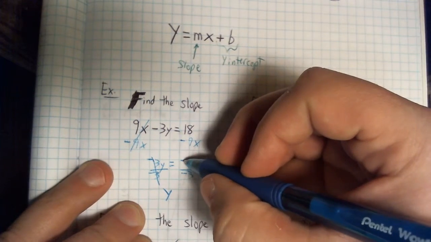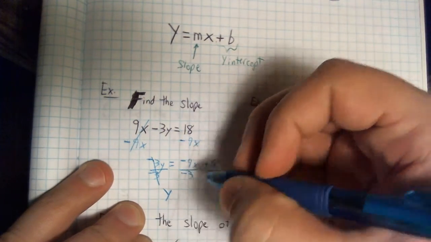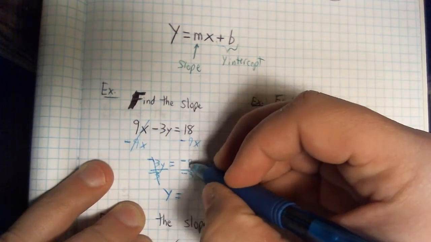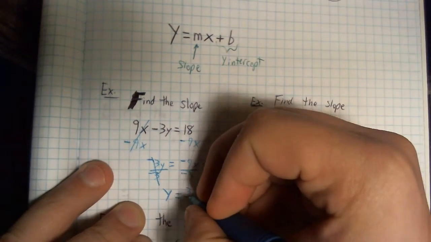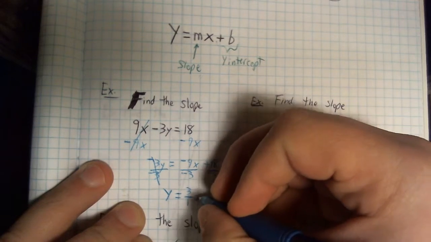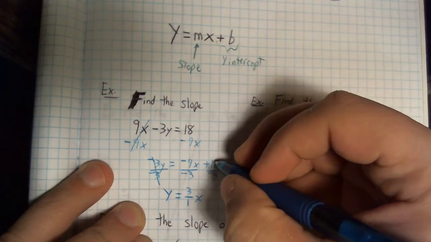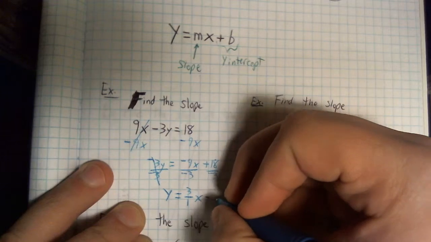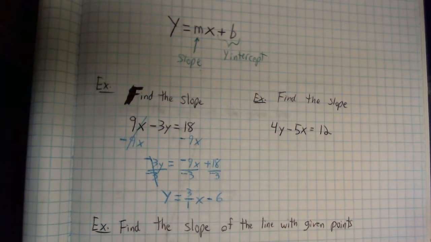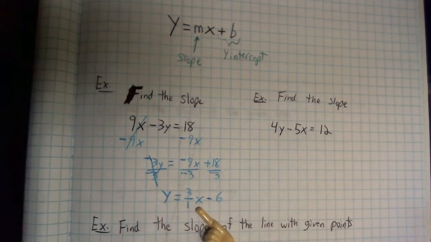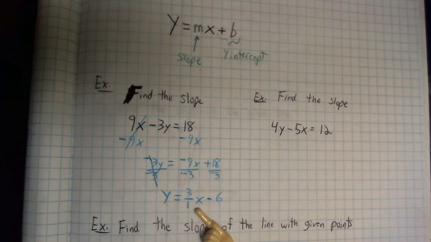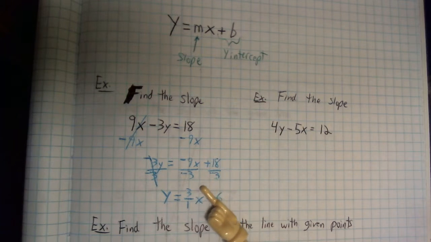Here I notice I have negative divided by negative, so I know I'm going to have a positive result. 9 divided by 3 is going to give us 3 over 1 x, and then I have 18 divided by negative 3, that's going to give me negative 6. Now, I know 3 over 1 is really just 3. I'm going to leave it as 3 over 1, because if I was to graph this, I know, looking at it, that I want to go up 3 and over to the right 1. So I'm going to keep it in the fraction form.